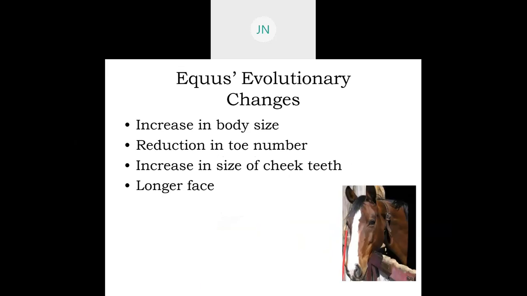That got left out. And so we can see, looking at this, the evolutionary changes that the horse went through. Increase in body size, reduction in toe number, going to that single hoof, increase in the size of the cheek teeth, and a longer face.